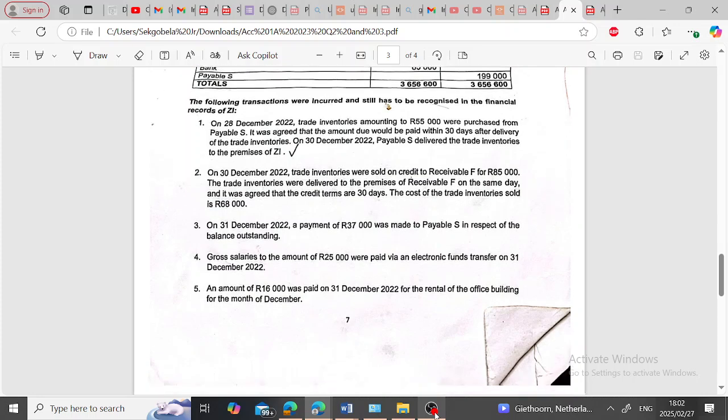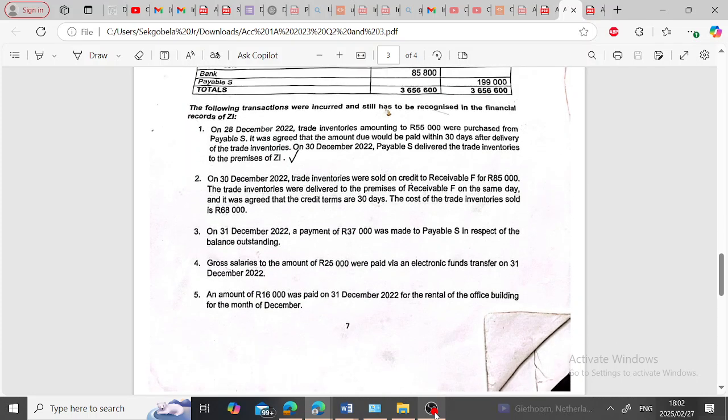Thank you. So I'll show you the memo, right? On the 28th of December 2022, trade inventories amounting to 55,000 were purchased from payable S. So we bought what? Trade inventories amounting to 55,000 from payable S. So what's going to happen to our trade inventory? For the T account of trade inventory, we go to the debit side, and the contra account is going to be payable S, 55,000 rands.